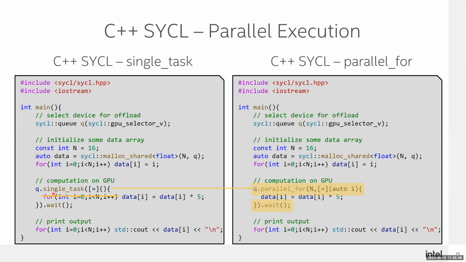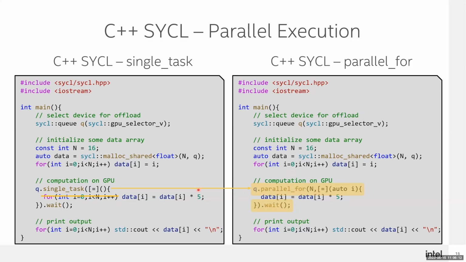The first one, single task, is mainly just used to wrap the entire computation. But if you notice that the code can be executed in parallel, especially if you see that there's a regular for loop inside your computation, you can get rid of that for loop and then use parallel for. So this will give you better performance.